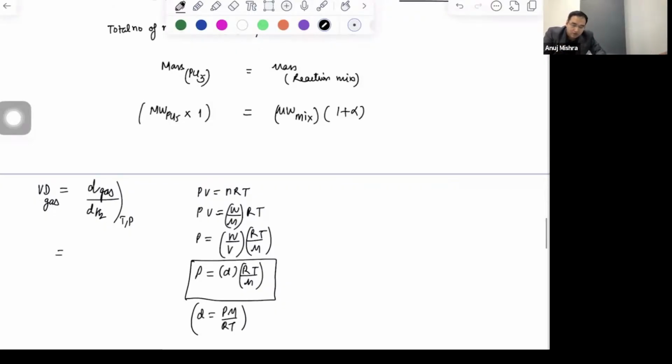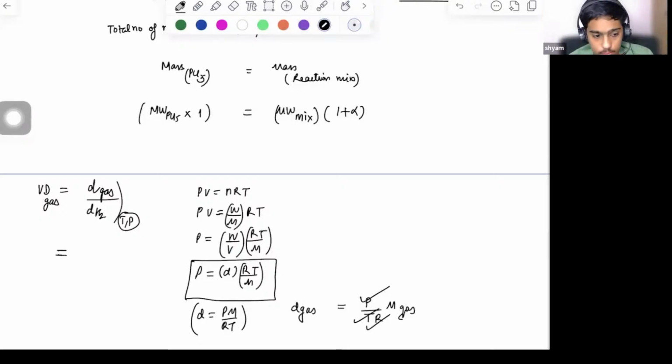चलिए इसको अप्लाई करते हैं, तो देखा जाए इसको कैसे अप्लाई करेंगे. D gas is P upon R T into M gas. कर लोगे? So let's try to put P is constant, T is constant, R is constant. We know pressure is constant, temperature is constant for both the things, right? And R is also universal gas constant. So what is variable? Shyam, what is variable? So here only the molecular weight of gas. So can we say that D gas is molecular weight of gas upon molecular weight of hydrogen gas? D1 upon D2 is molecular weight upon molecular weight, right? D proportional to M, समझ आ गया कि नहीं?